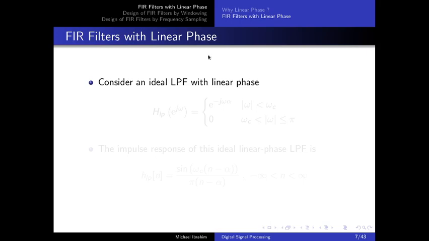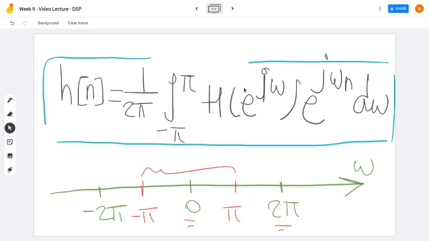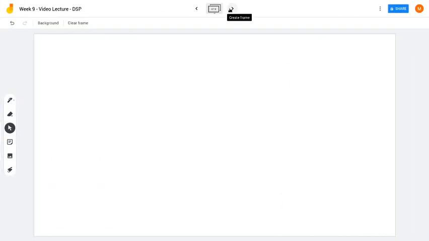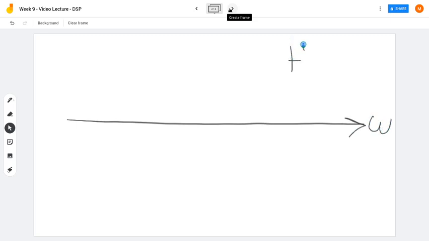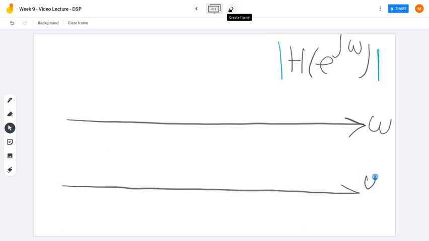Okay, so now, what do we mean by a linear phase? Let's see. So, consider an ideal low-pass filter with a linear phase. For an ideal low-pass filter, the frequency response would look like this. If this is omega, let's try to plot H of e to the power j omega. And as you know, in general, the frequency response H of e to the power j omega is a complex number. That's why we will be plotting the magnitude and the phase. So we will have two plots over here, one for the magnitude and the other one for the phase.